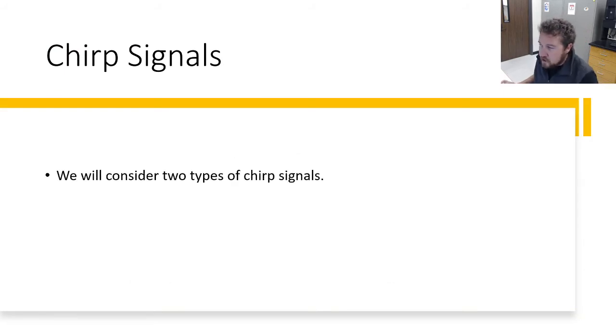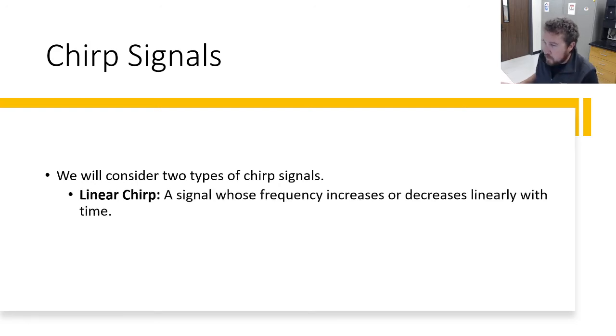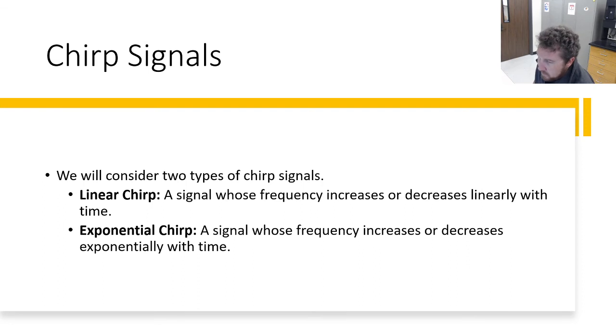Now we're going to consider two types of chirp signals today. The first one is a linear chirp. These are perfect spheres in a vacuum kind of chirps. A linear chirp is a signal whose frequency increases or decreases linearly with time. So we ramp the frequency up or we ramp the frequency down, and we do it linearly. We're also going to think about an exponential chirp, a signal whose frequency increases or decreases exponentially with time. So those are the chirps that we're going to look at in this class.